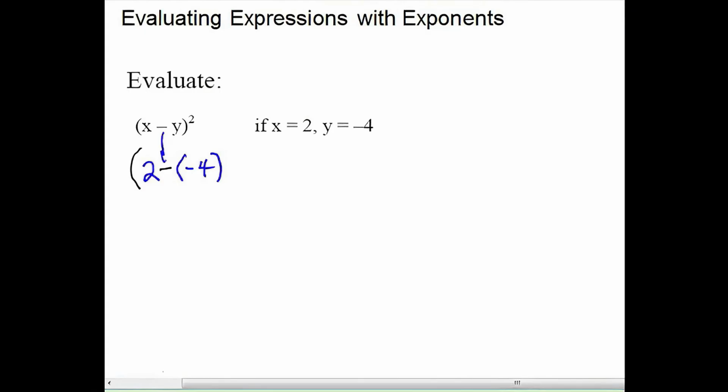This minus was from the problem. We're plugging in a negative 4 into the y. We have another parentheses, which is the outside one, and keep the exponent. Now, you're going to clean up on the inside. So minus a negative makes plus. So you have 2 plus 4 on the inside, which is 6. And 6 squared means 6 times 6, which is 36. But you just have to be really careful how you plug in and keep all of your original notation.